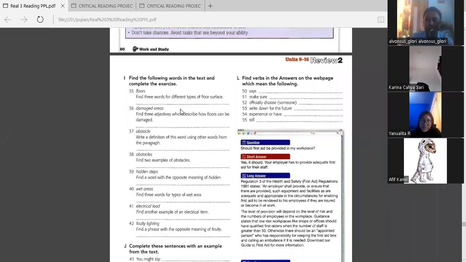Okay, so find the following words in the text. Floors. Find three words for different types of floor surfaces. Okay, what is the synonym of it? Maybe it is the same with you.